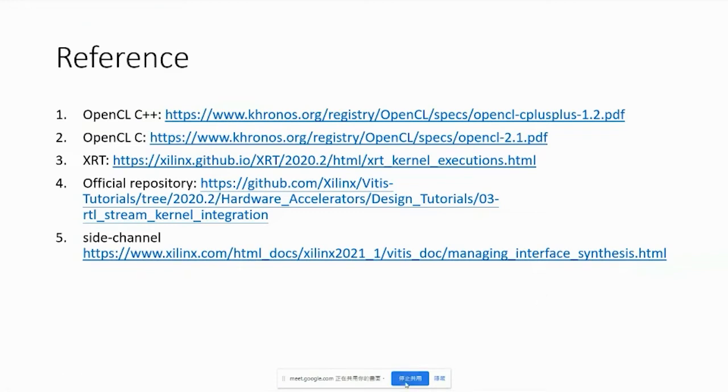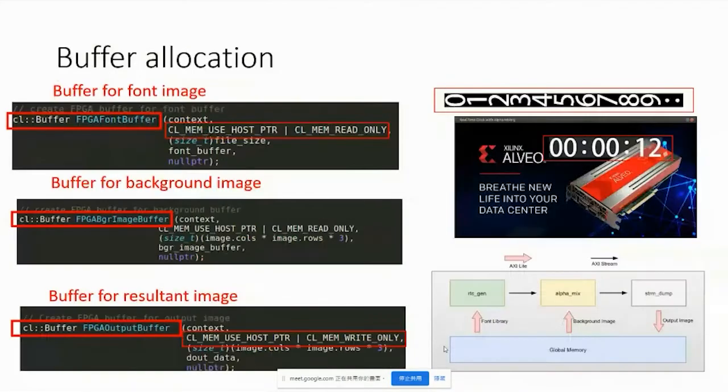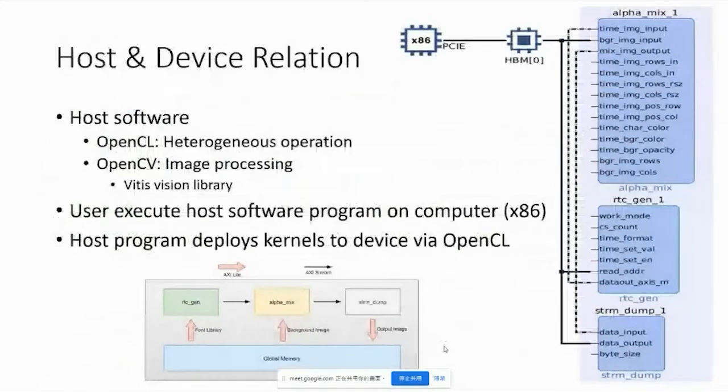Okay. In this lab you talk more on the host program for the kernel function. Those three functions communicate with the stream, right? Yes. And at the same time, for example in the alpha mixing, you accept the stream from the RTL gen, and also you read the background image. Yes. Right, and then you mix them.